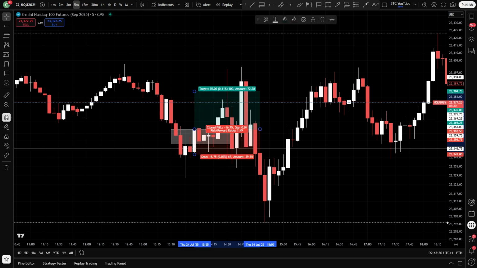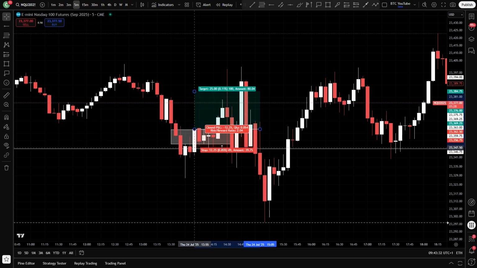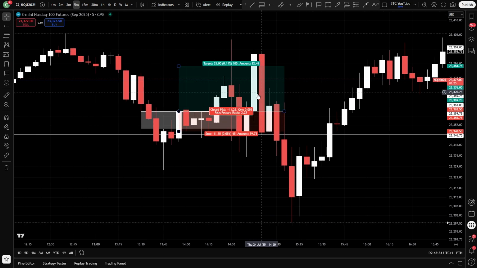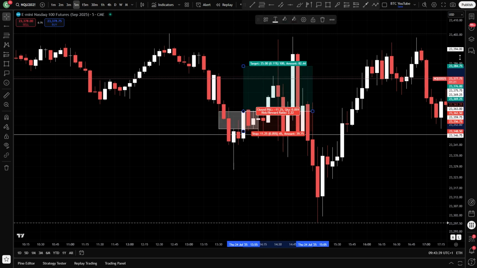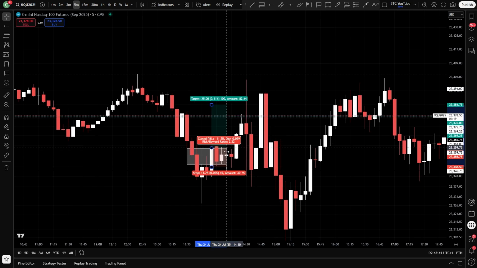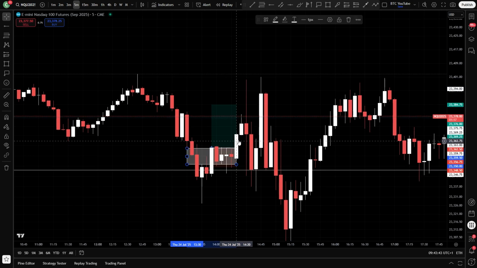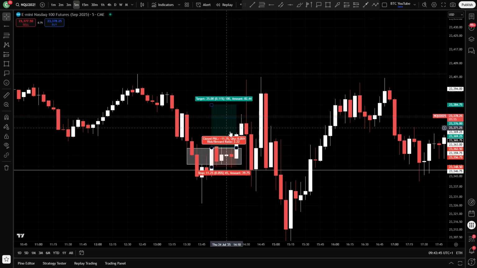Let me turn my magnet off because it's doing my head in. Close, stop loss would be a close back below. It's a little bit hard to see because there's so many damn candles here because it was a really choppy open, as you can see. But you can see we never closed below our fair value gap.